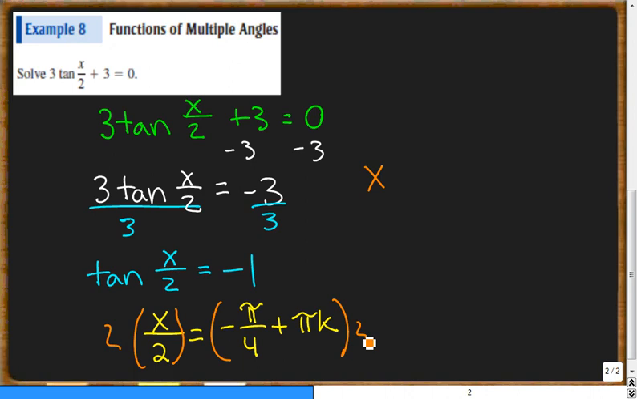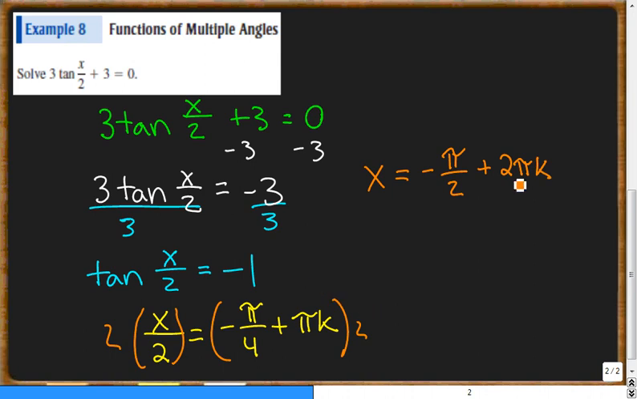So if we multiply all of this by 2, we're going to get our correct answer. So 2 times x over 2 gives us x. And 2 times this, we're going to get negative pi over 2, because negative pi over 4 times 2 gives us negative pi over 2. And we're going to add 2 pi k to it, because 2 times pi k gives us 2 pi k.